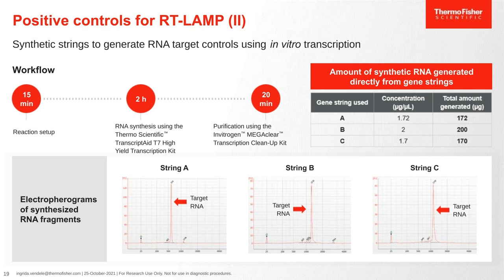And then purification using the Invitrogen MEGAclear transcription cleanup kit is about 20 minutes. And on the right, you can see the amount of synthetic RNA that was generated following just these 3 simple steps. At the bottom, we have electropherograms of synthesized RNA fragments. We can see sharp peaks of our target RNA of expected size with 3 different strings that were used in our reactions.